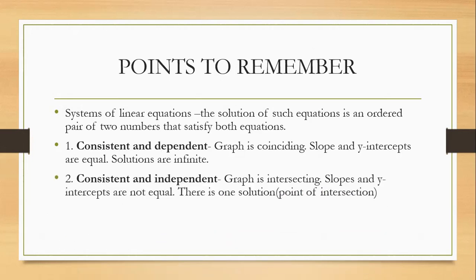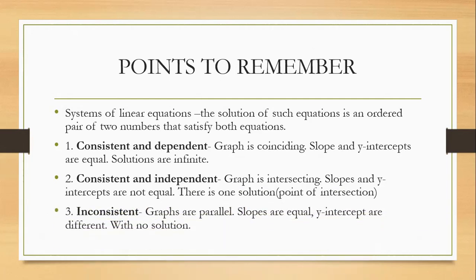For the second one, we have consistent and independent, wherein the graphs are intersecting, slopes and y-intercepts are not equal. There is only one solution, which is found on the point of intersection. And the third system is called inconsistent, wherein the graphs are parallel, the slopes are equal, but the y-intercept are different. Okay? It has no solution.